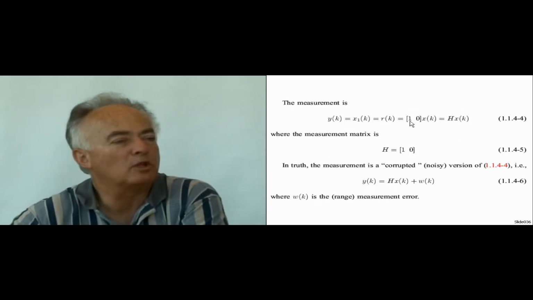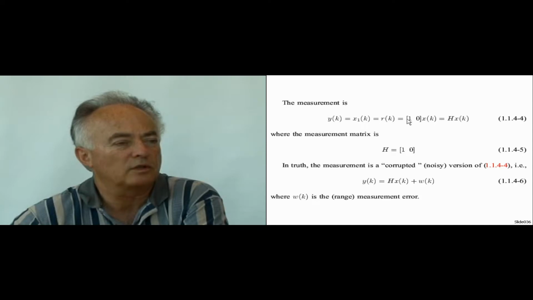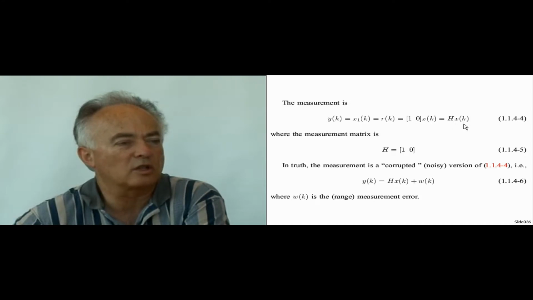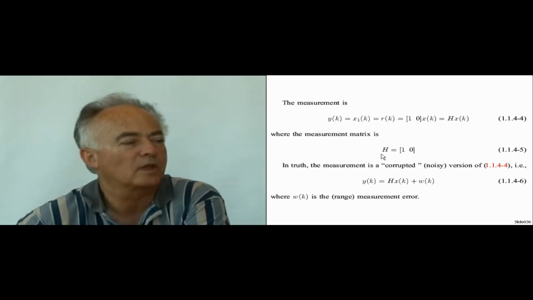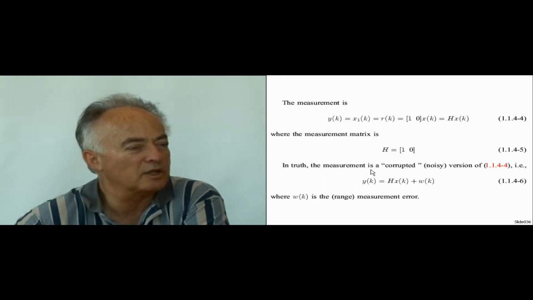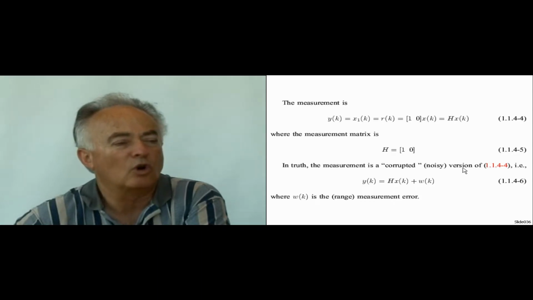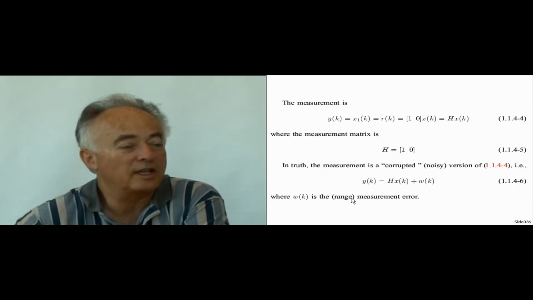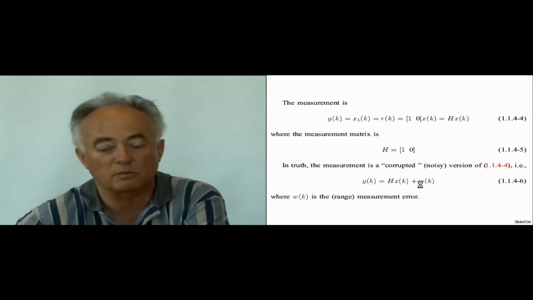The measurement will be the first component of x, so y is x1, that's the range. This is the row vector [1, 0] multiplying the column vector x. So that's Hx, and here is the measurement matrix H. We are using notation that will be common later in Kalman filters. However, up to now we had a totally idealized model. We've got to get closer to real engineering systems. The measurement in the real world is a corrupted version of the range. So it is not Hx, but Hx plus some w. And w is the range measurement error. So y now is an imperfect position or range measurement.